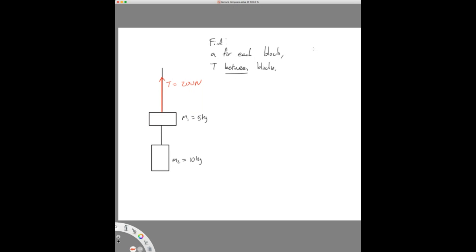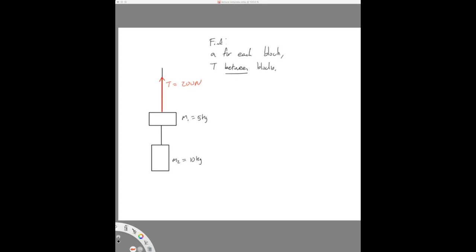Okay, so is it clear what we're looking for? We want to find the acceleration of each block, and then we want to find the tension in between the blocks. Any questions? Okay, so who can tell me what the first step should be? Yeah.